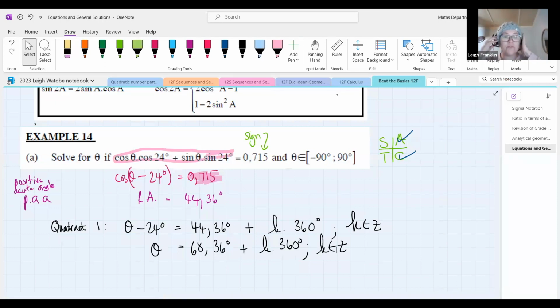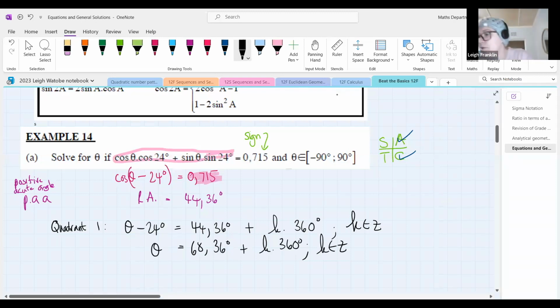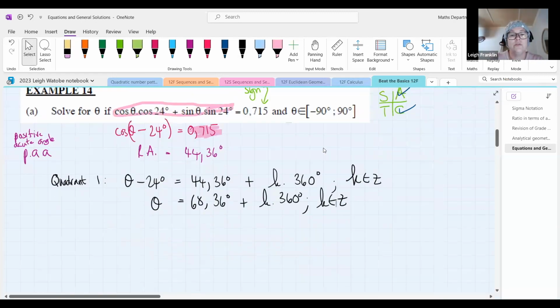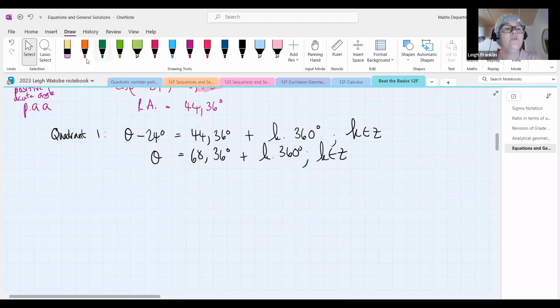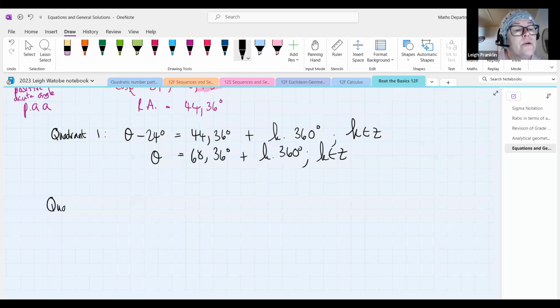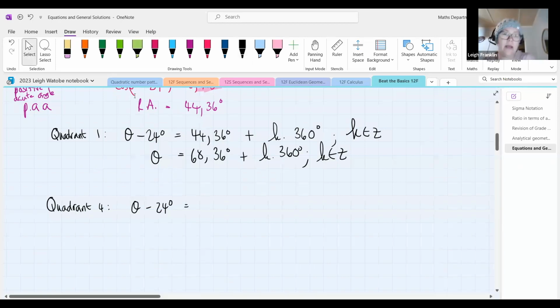But there is another general solution that is possible with this ratio of 0,715, because the first quadrant is not the only quadrant where cos theta is positive. Cos theta is also positive in the fourth quadrant. So now we've got to say in quadrant 4, and you don't have to write the words quadrant there. I'm just doing this for you so that you understand where this is coming from.